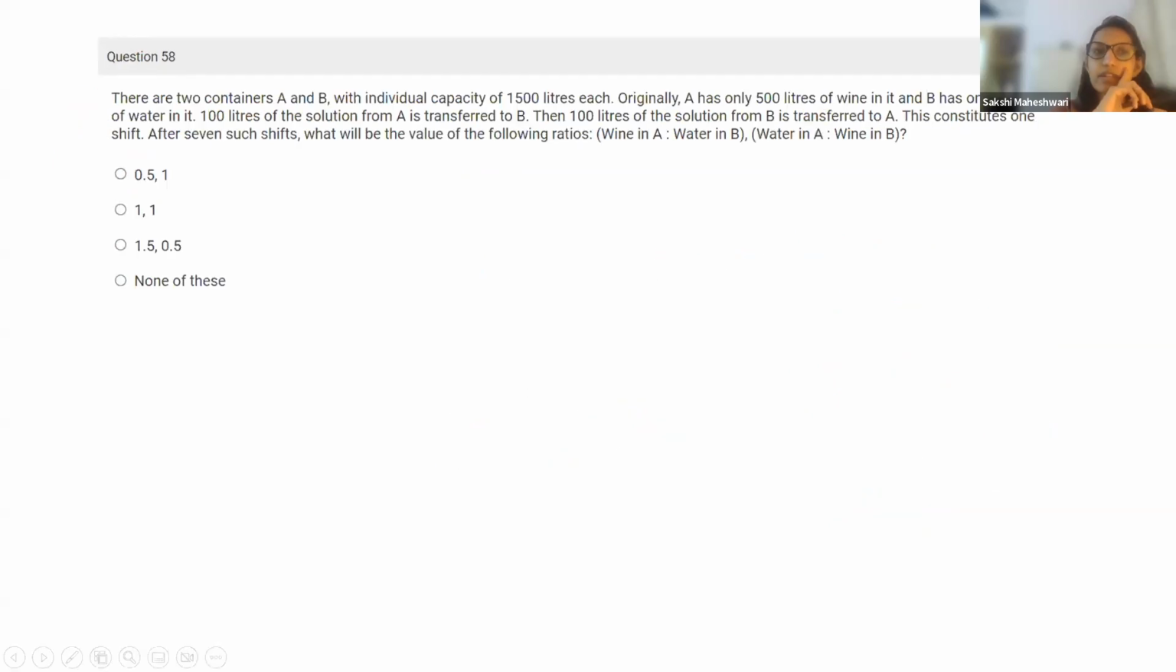So there are two containers, A and B. See, this seems like a typical question. Okay, it has 1500 liters and it has 500 liters. So maybe you can skip this for the first round and go into the second round.